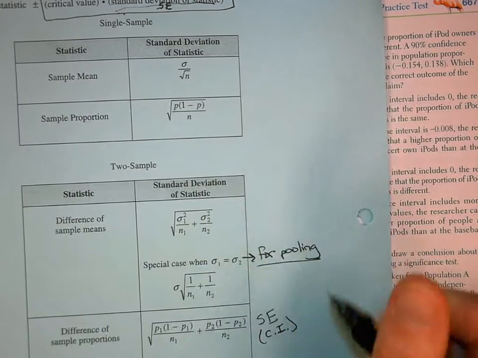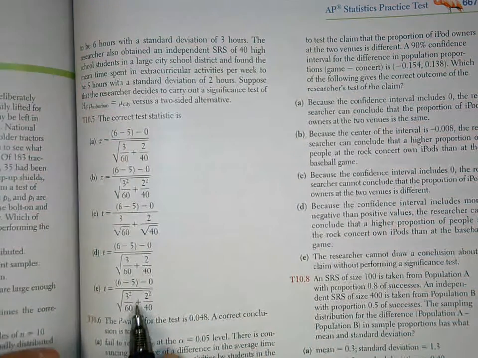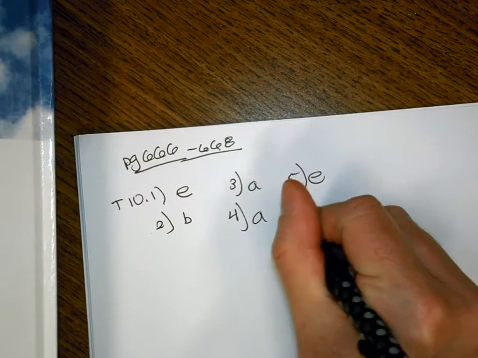So ignore that. We're going to use this one. So the only one that's right is E. That was easy. Number 6.